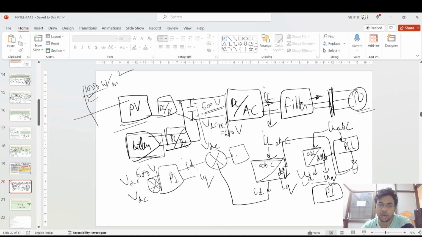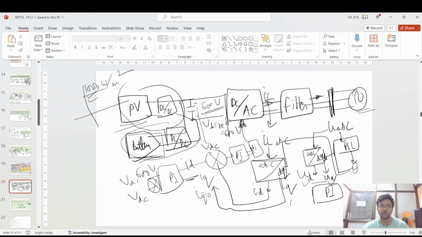This ID and IQ will be compared with this ID and IQ. Then this is connected to the PI controller. Then this IQ is generated actually. This IQ is fed the zero level. This ID actually is to be generated and IQ is fed the zero value. Then it is converted to ABC, then DQ, then fed to this PWM.